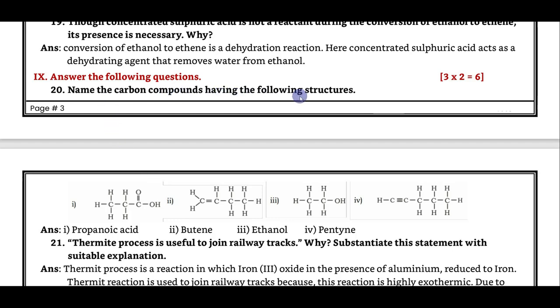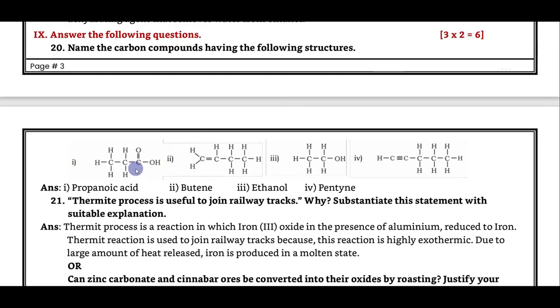Name the compounds having the following structures. First one, we have the functional group COOH, that is carboxylic acid, and we have 3 carbon atoms. Therefore, it is propanoic acid.